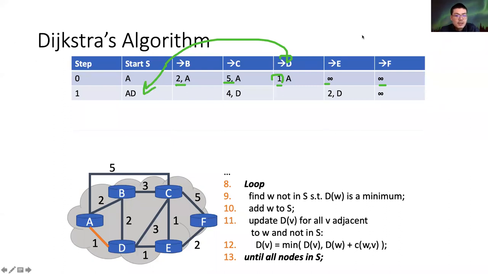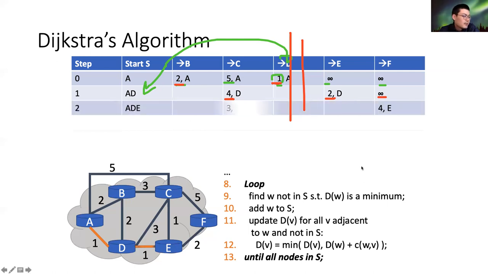And then we reach the second step. This D has been finalized. You can delete this column. And next, let's look at who's the next closest: 2, 4, 1, 2. This 2 is because now we reach D, D to E is 1. So 1 plus 1 is 2, instead of infinity, routed through D. And now we can see B and E both are 2, so we can take either B or E to be the next one. Here we choose to take E.